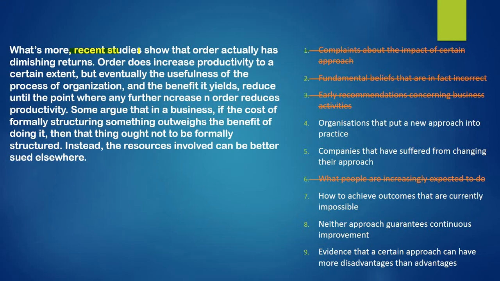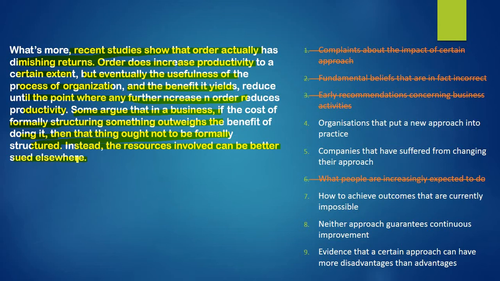This paragraph talks about how recent studies show that order actually has diminishing returns. Order does increase productivity to a certain extent, but eventually the usefulness of the process of organization and the benefit it yields reduce until the point where any further increase in order reduces productivity. Some argue that in a business, if the cost of formally structuring something outweighs the benefit of doing it, then that thing ought not be formally structured. Instead, the resources involved can be better used elsewhere.